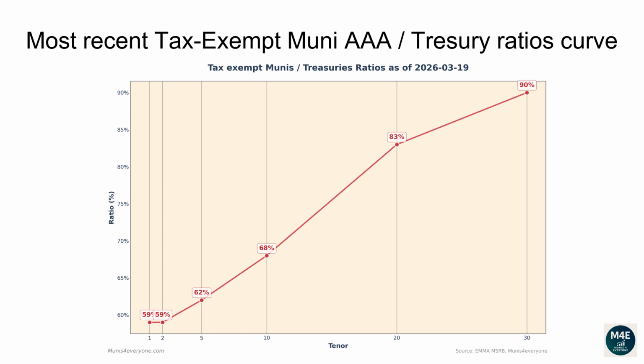The current one-year ratio is 59%. The 2 years ratio is 59%. The 5 years ratio is 62%. The 10 years ratio is 68%. The 20 years ratio is 83%. The 30 years ratio is 90%.